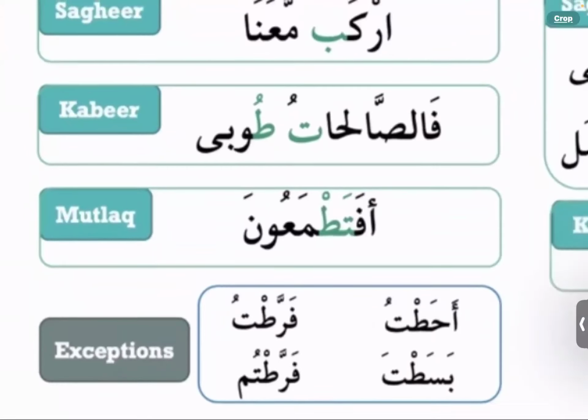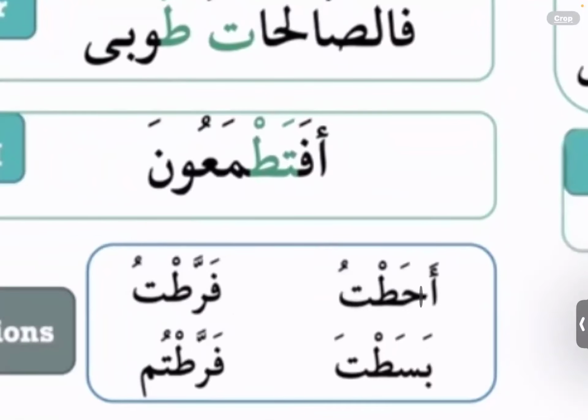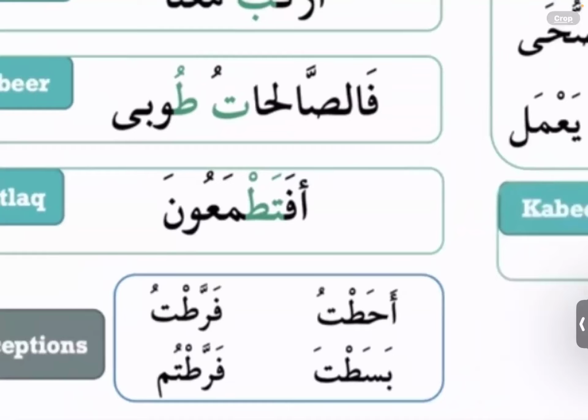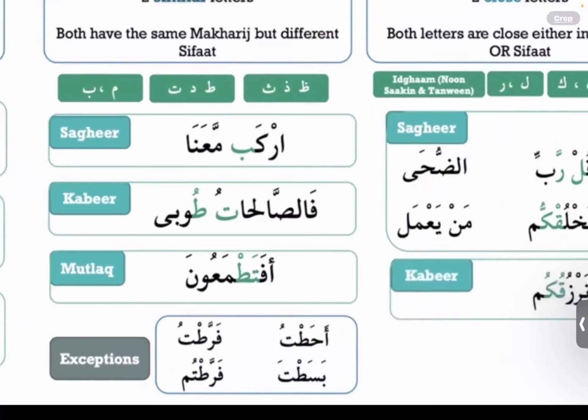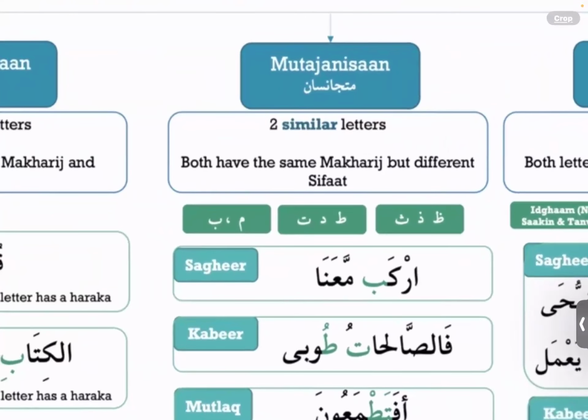Now, the exception to this rule is when we have ta followed by ta. أحطت, بسطت, فرطتم, فرطت. Right? The merging is slightly different. We actually do make the ta clear, we clarify the ta. It's not hidden. The ta does not completely evacuate. It still shows through. And that is the idgham of mutajanisan, the idgham of the two similar letters.